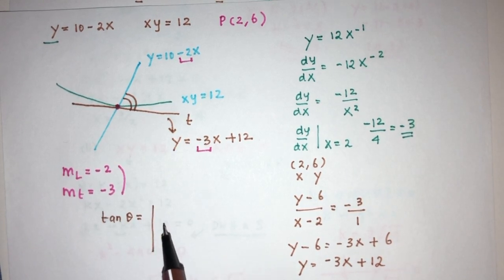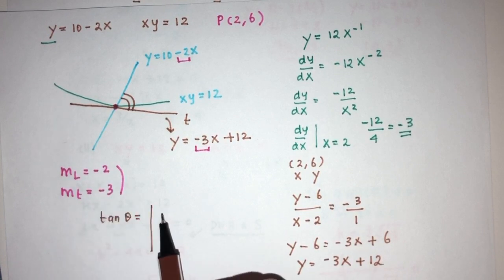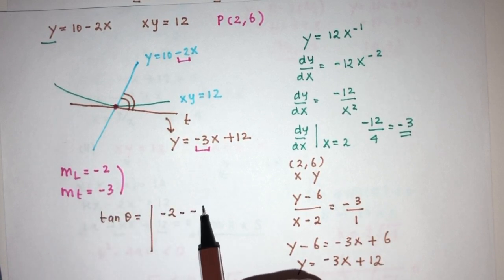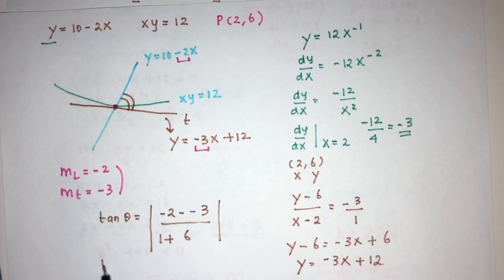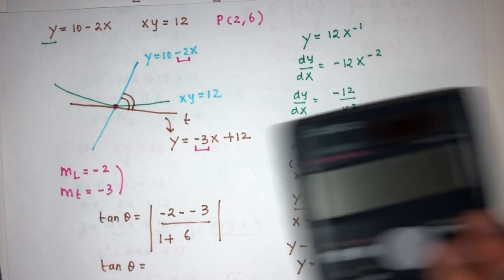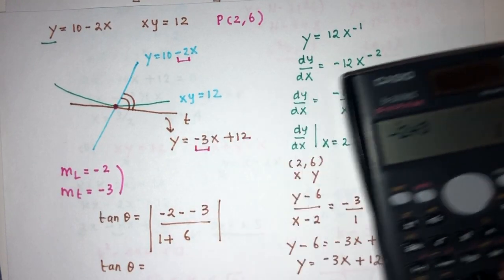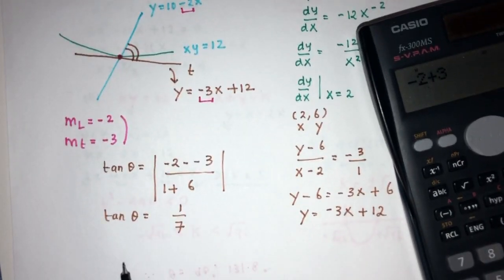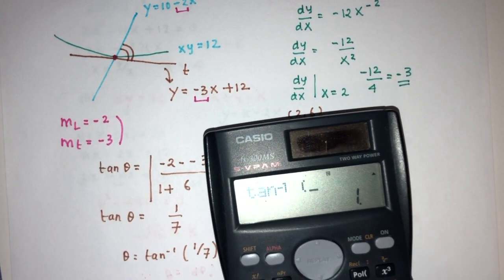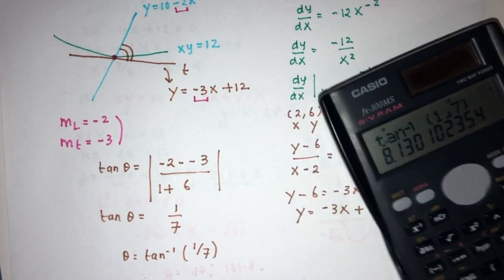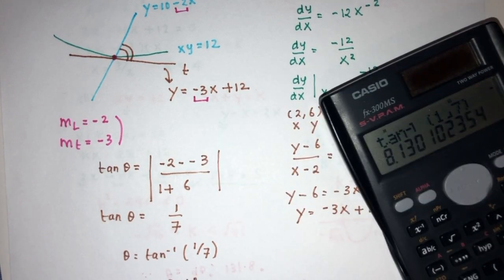That will be the gradient of the first line, which is minus 2, minus the gradient of the other one, minus 3, divided by 1 plus the first times the second, that should be 6. So you have tan theta equal to minus 2 plus 3, that should be 1 over 7. So theta will be tan inverse of 1 over 7, that should be 8.1 degrees for the angle between the two lines.